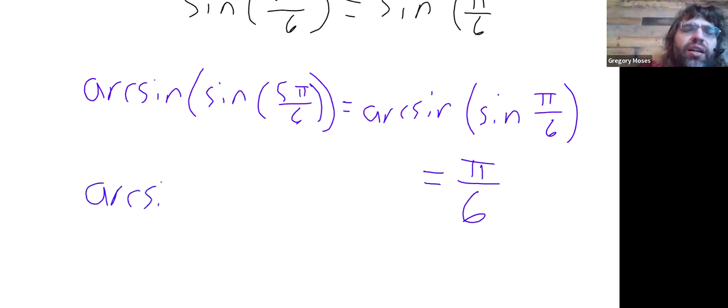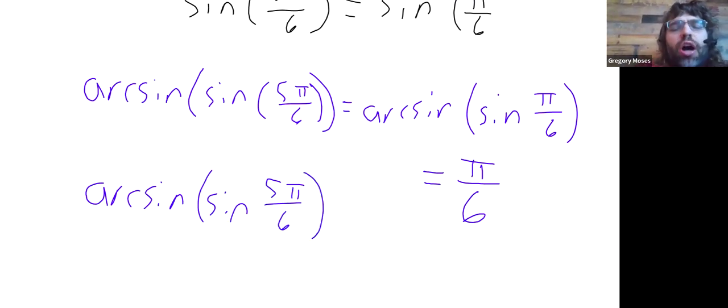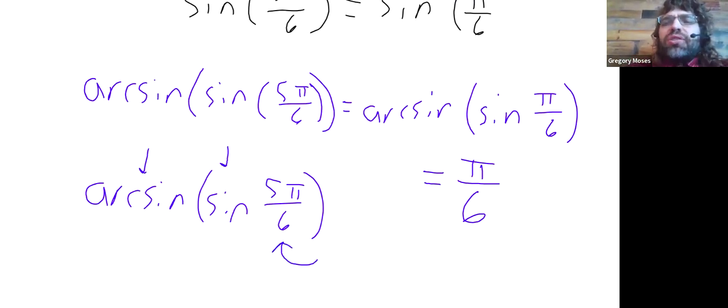So the arcsine of the sine of 5 pi divided by 6 is not 5 pi divided by 6. It's pi divided by 6. Again, this arcsine and this sine will only cancel if this number is in the right place. Otherwise, you have to use reference angles.